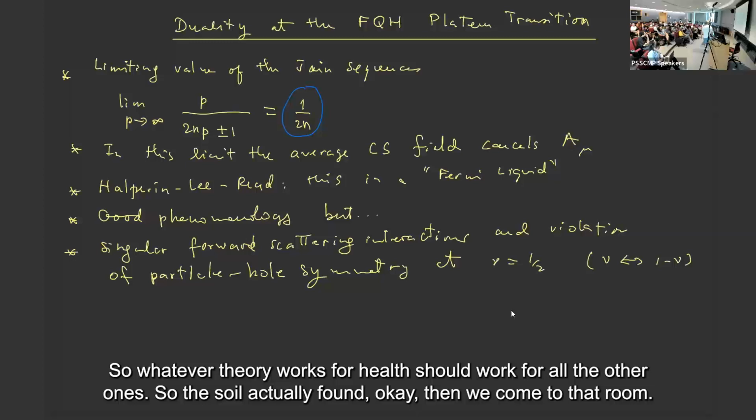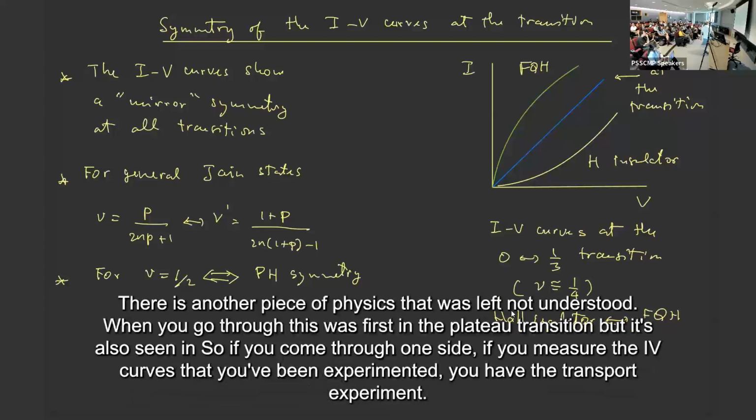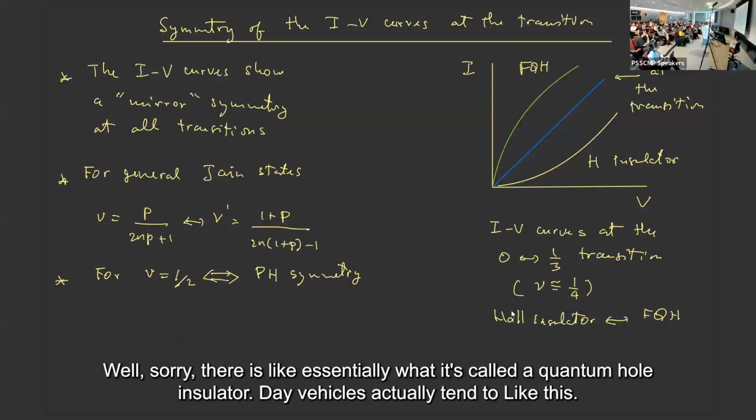So Son actually has, okay, let me come to that in a moment. There is another piece of physics that was left not understood. This was first seen in the plateau transition, but it's also seen near one quarter. If you come from one side and measure the IV curves in a transport experiment, on one side there is essentially what is called a quantum Hall insulator. The IV curves tend to curve like this. In a sense, it looks almost like an insulator, but they are activated.